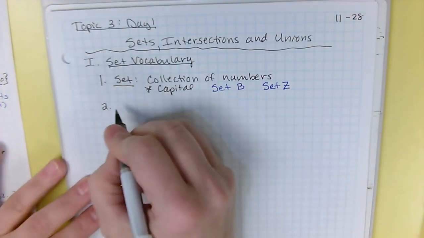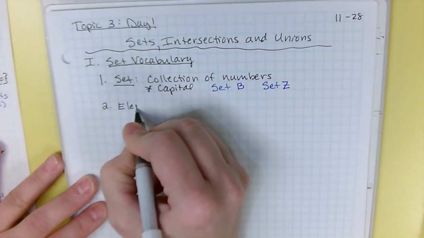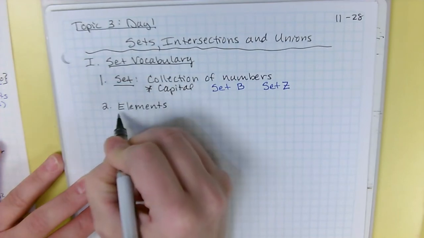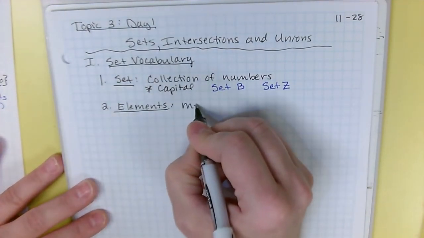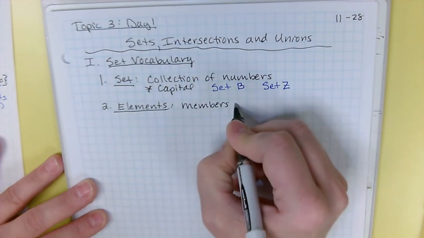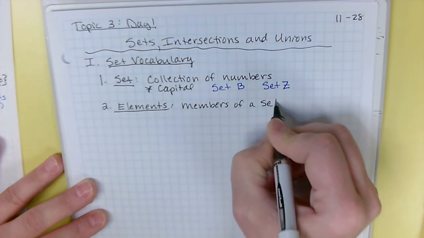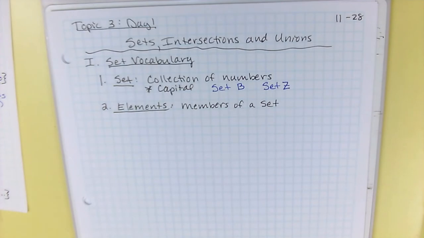Okay, number 2, elements. The elements are the members of a set.